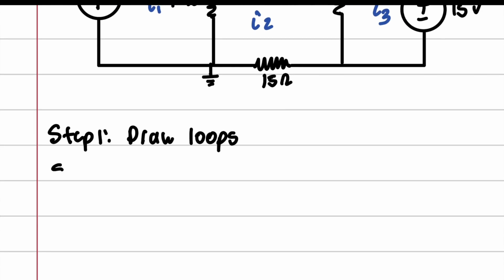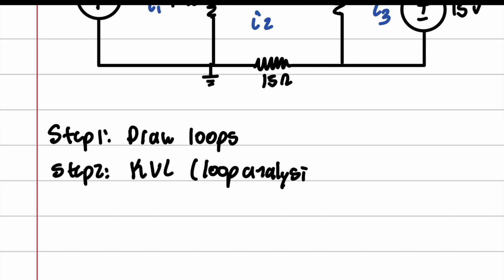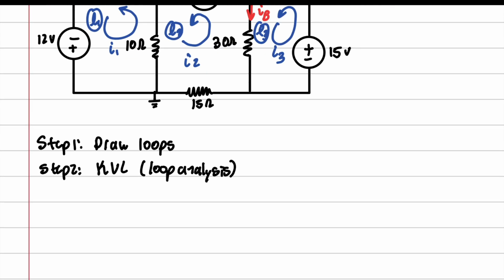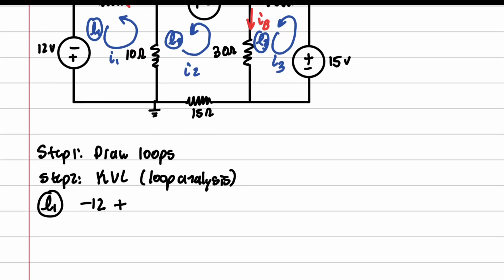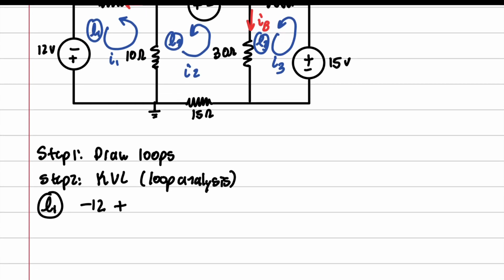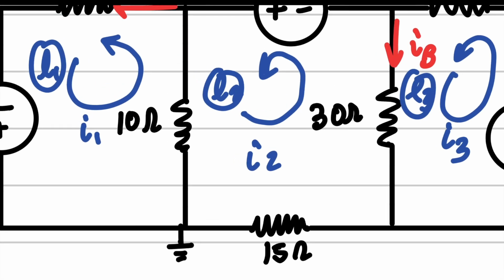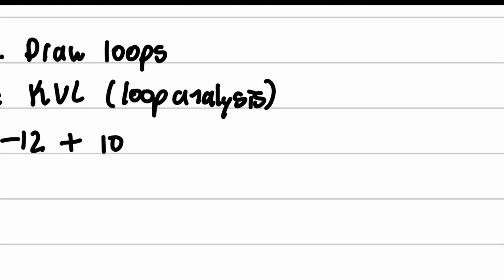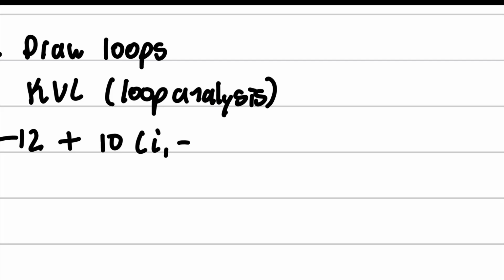So step 2, we're going to do KVL, or the loop analysis. And we're going to just go through each loop. Now I want you to pay special attention here. We have the 10 ohms going this way, and we have I1 going up, and we have I2 going down. So make sure to take into account those guys. So we have I1 minus I2 here.